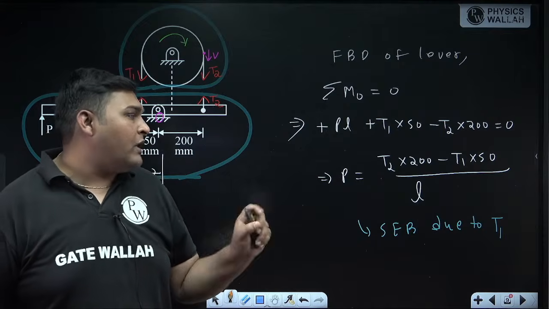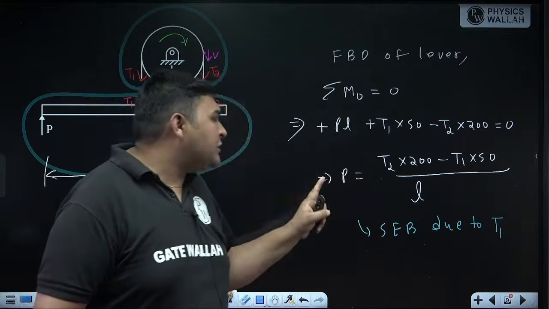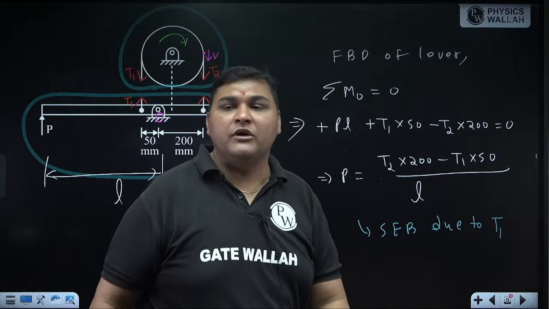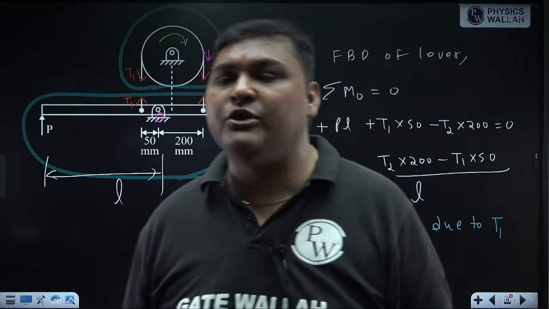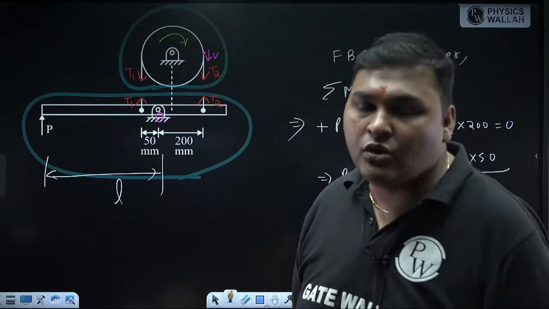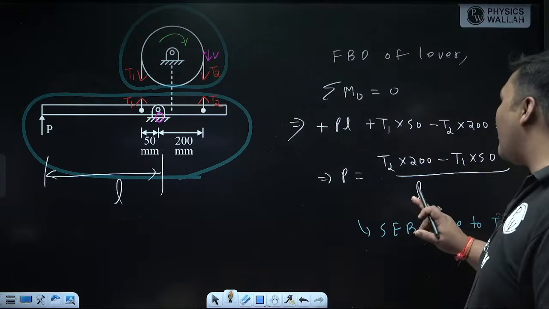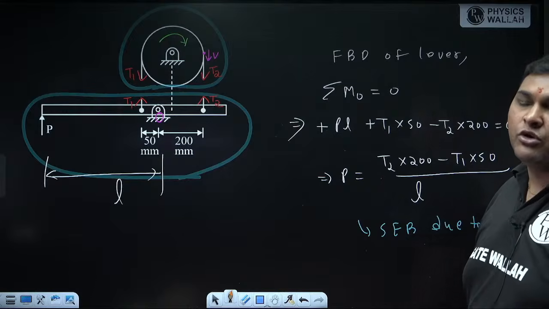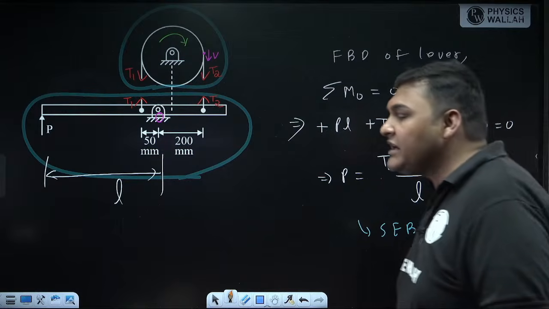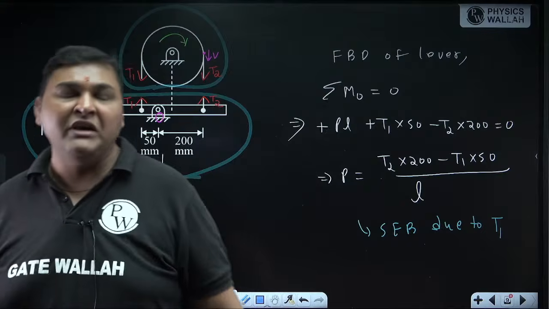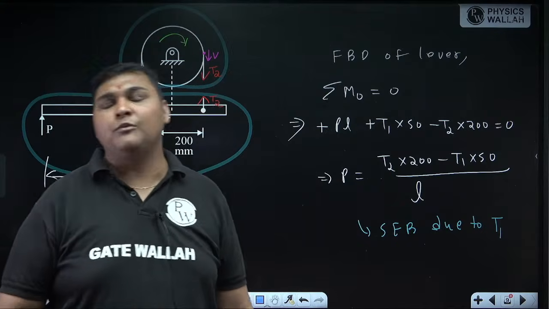For that, in this type of question, we will always find the condition to avoid self-locking. To avoid self-locking, what condition do I need to satisfy? P must be greater than 0. So we will find the condition to avoid self-locking, that is, P must be greater than 0. If that condition is not satisfied, it will be in self-locking. If that is satisfied, self-locking will not occur.